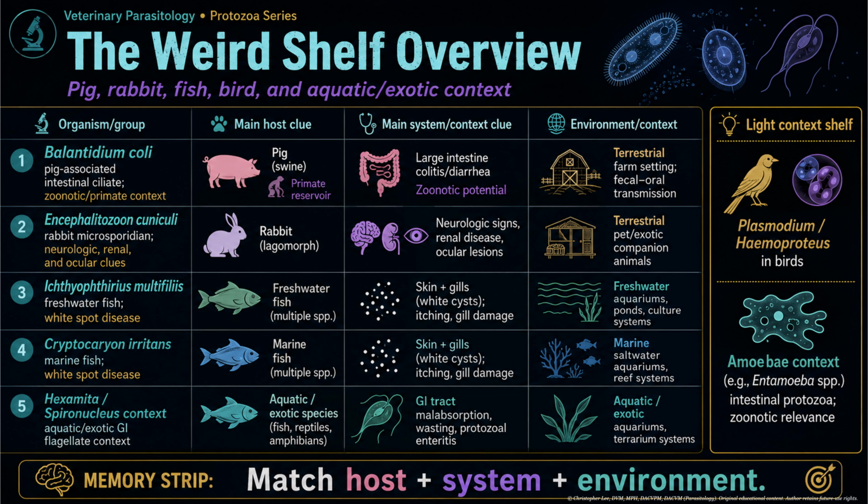For fish, reptiles, amphibians, and other exotic species with a gastrointestinal flagellate form, recognize Hexamita or Spironucleus. Blood parasites such as Plasmodium and Leukocytozoon, plus amoeba, stay on the lighter recognition shelf. The recurring rule is simple: match the host, the affected system, and the environment before reaching for a name.